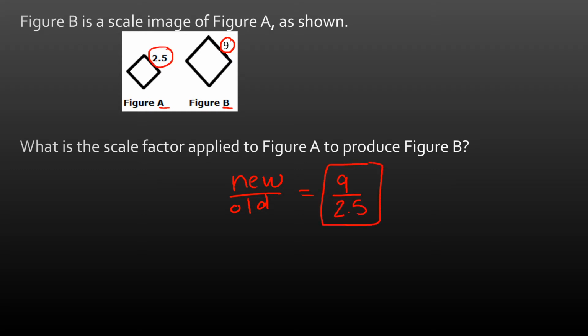So my scale factor here will be 9 over 2.5, and that is it. We don't need to simplify or reduce, just leave the fraction there. We would just type in 9 over 2.5.